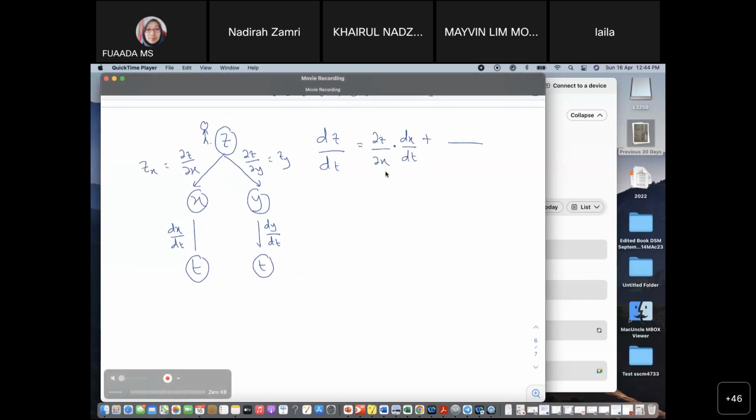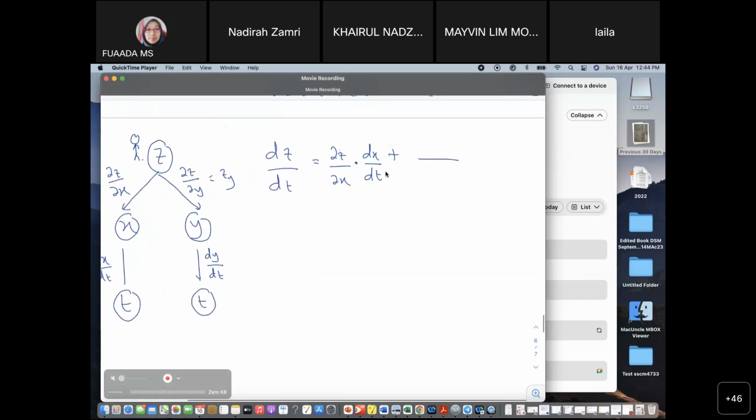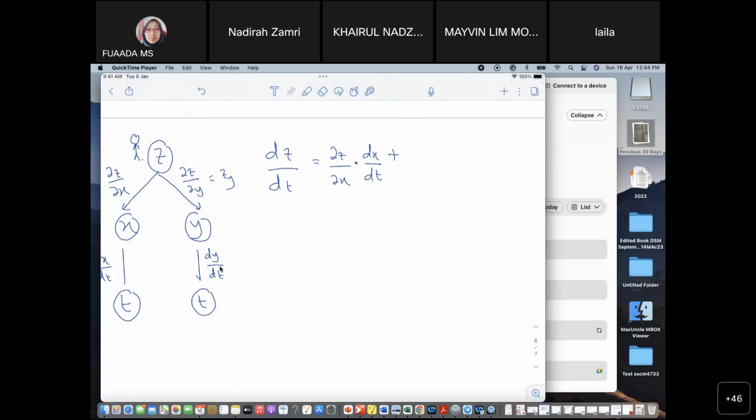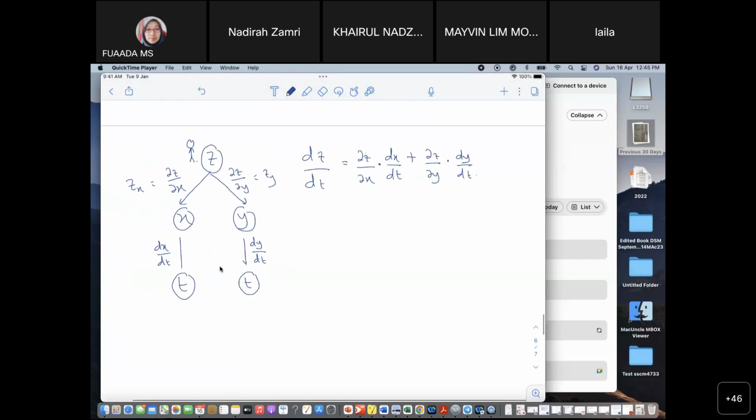Okay. Now, if you understand how you construct the first term, you can have the second term. Second term means second route. From Z, you want to go to T through Y. So, from Z to Y, you have del Z del Y. And from Y to T, you have dy dt. So, you just multiply them. Del Z del Y times dy dt. That's it. So, you get the formula.